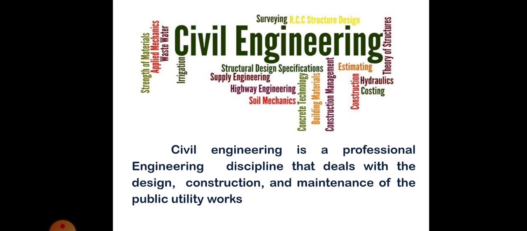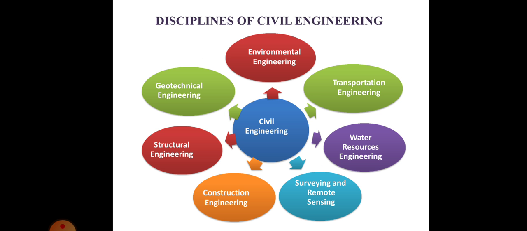So, like it is shown here, civil engineering is a combination of various disciplines like structural engineering, construction engineering, geotechnical engineering, there is environmental engineering, transportation engineering, etc. So, we will be discussing each of these today. So, here in this figure you can see there is a depiction of the various disciplines of civil engineering as shown. The civil engineering is a composite of environmental engineering, transportation engineering, water resources engineering, surveying and remote sensing, construction engineering, structural engineering, and geotechnical engineering. So, briefly, I'll be explaining to you what are each of these disciplines.